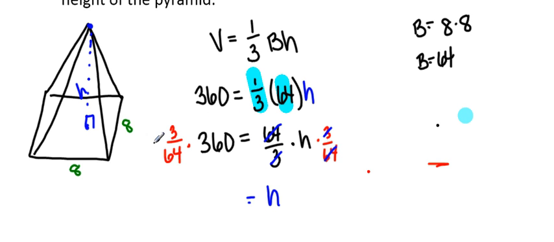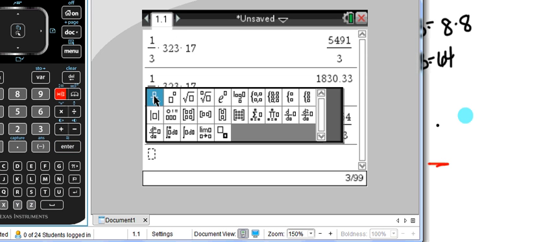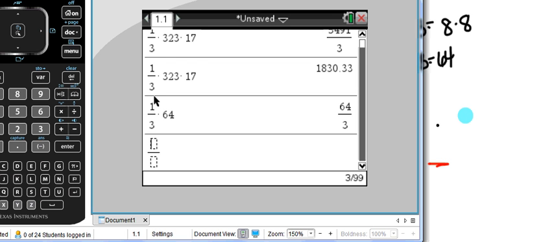So now I'm going to multiply the left side by 3 over 64. And again, I'm going to go get my calculator out. You're going to get your calculator out and do these computations so that you know how your calculator will behave.